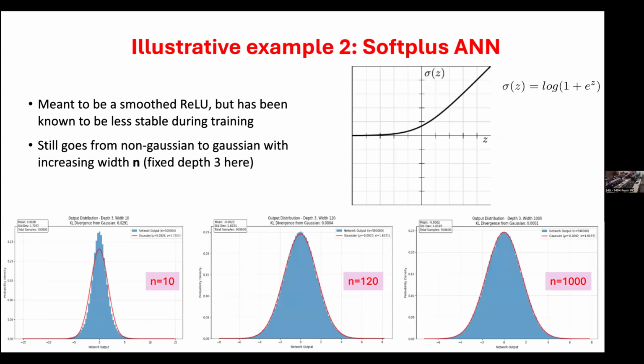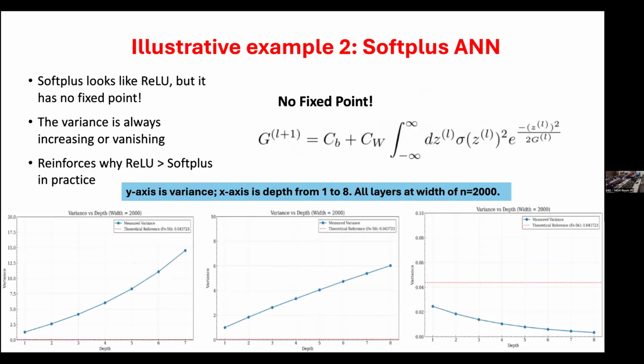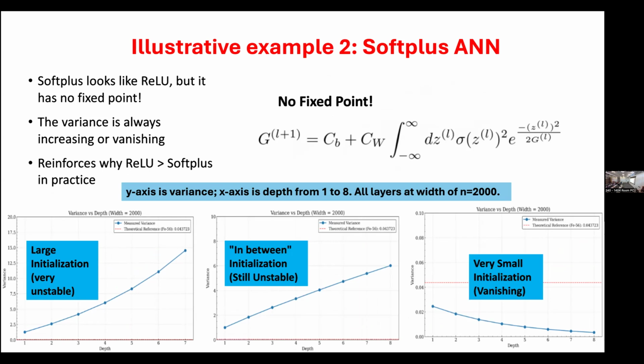If we do this with another activation function, the softplus, which is just a smoothed out ReLU, we still get this same limit with the central limit theorem kicking in. So we can apply this analysis again, where we go from non-Gaussian to Gaussian as we get wider. But unlike the ReLU, the softplus doesn't actually have a fixed point in its variance. The variance is always going to be increasing or vanishing.